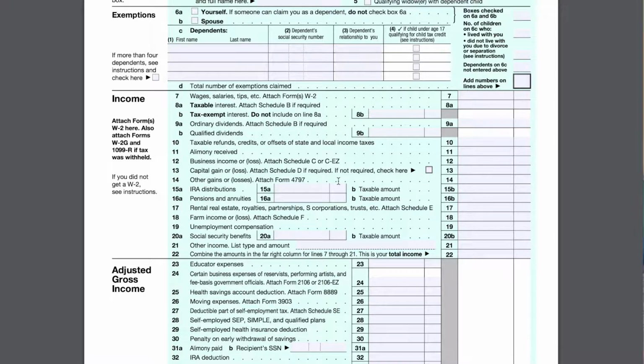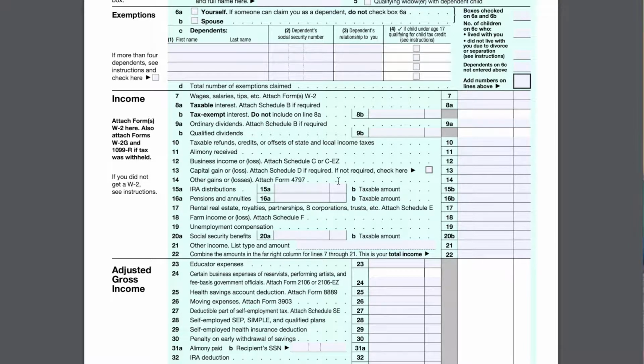We may have to include our tax refunds as income. If we deducted state and local income taxes on a Schedule A in the prior year, then refunds may become taxable in the subsequent year. So if we didn't itemize last year, then we may not need line 10, but to the extent that we did, then we may have an income situation. Alimony, if we received it, could be income.